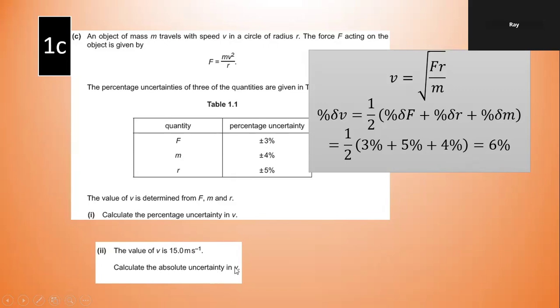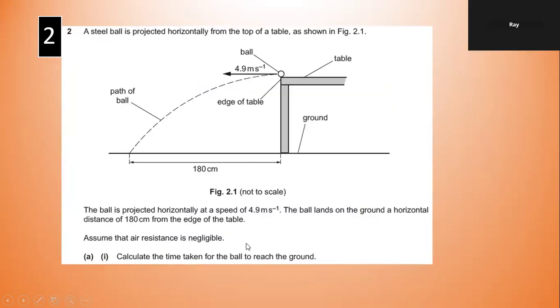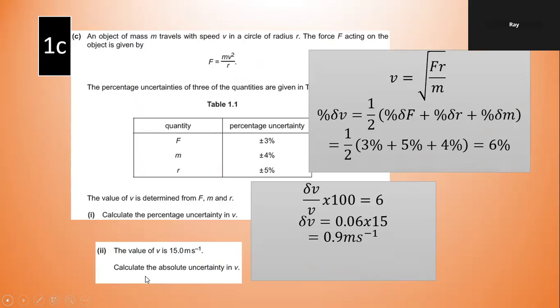Calculate the absolute uncertainty in V. What do you get? 0.9, correct. 6% times 15. Anything else you want to ask on this question? No, happy with that.